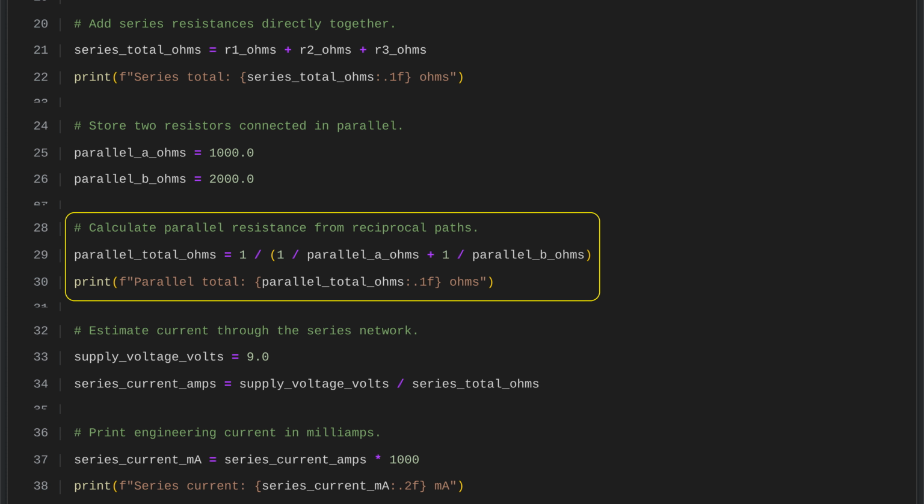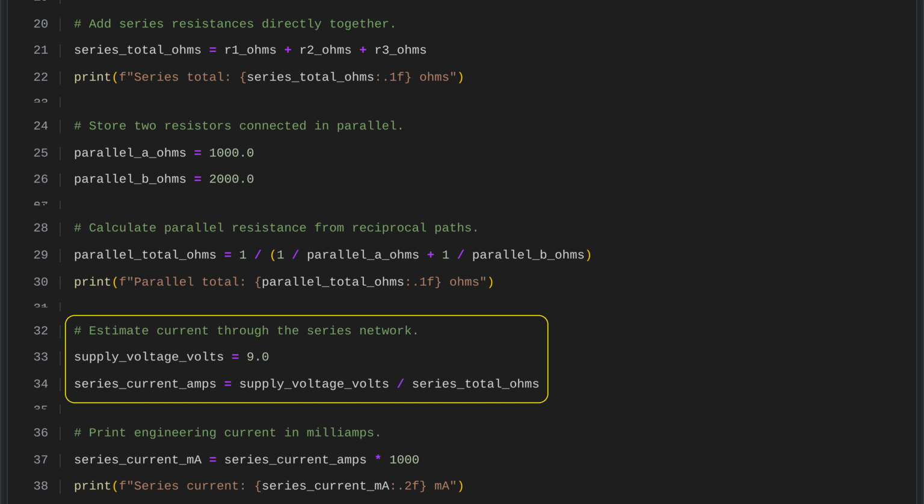To find the total resistance of 2 resistors in parallel, add the reciprocals of their resistances and then take the reciprocal of that sum. The result gives the combined resistance in ohms, typically displayed to 1 decimal place.